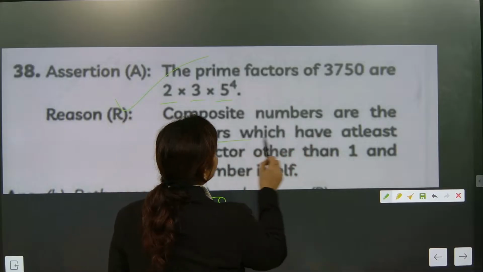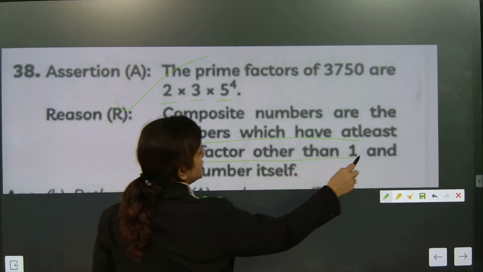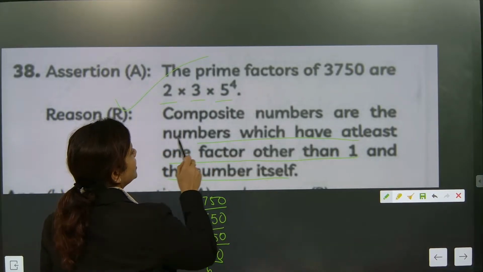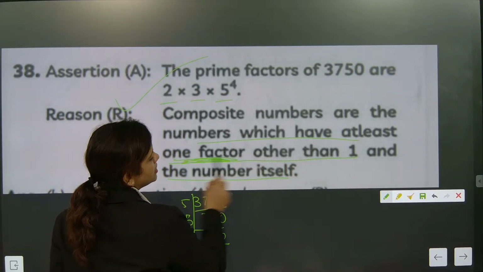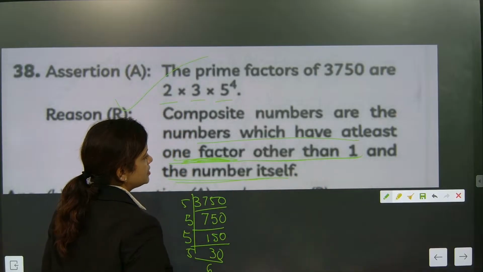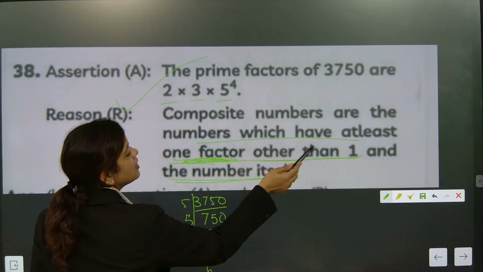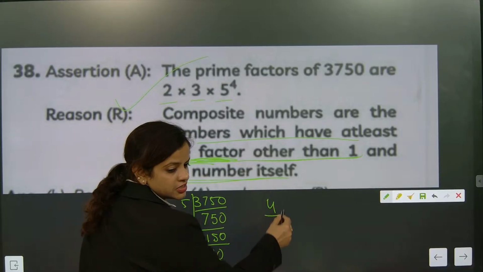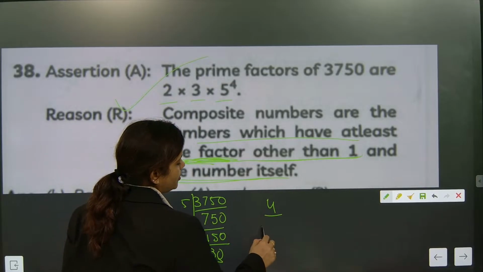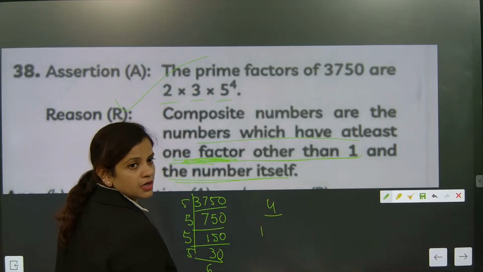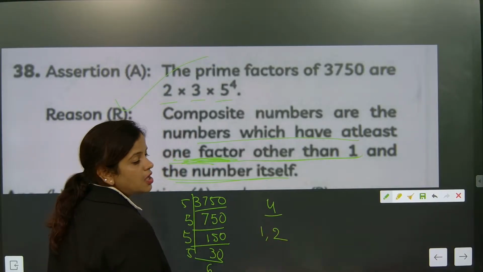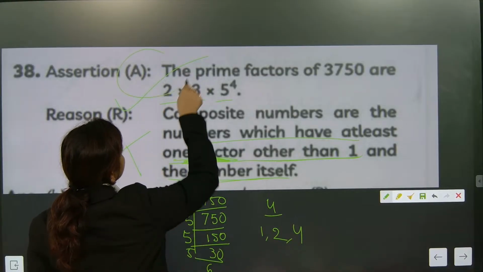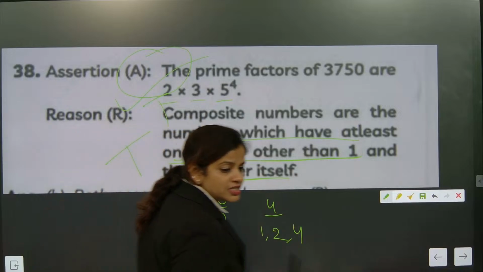Composite numbers are the numbers which have at least one factor other than 1 and the number itself. So if 4 is a composite number, understood? What are all its factors? The first factor can be 1, which can divide it, then another one can be 2, and the number itself. So this statement is true and this statement is also true. Both the statements are true.